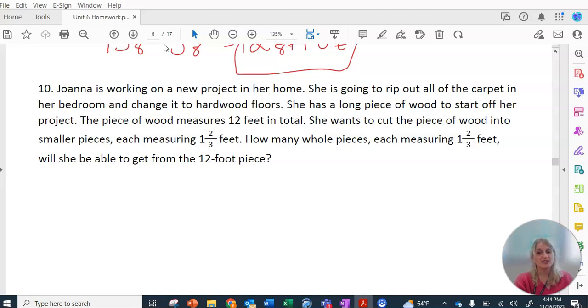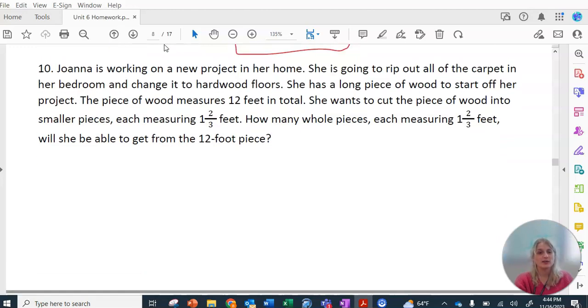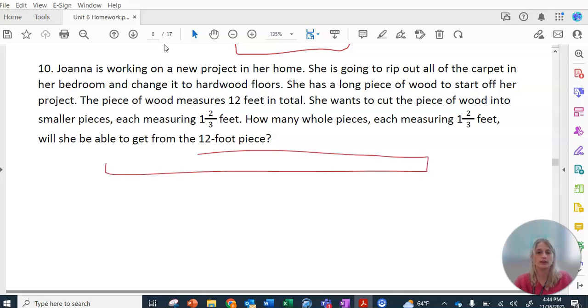All right, she has a long piece of wood to start off her project. The piece measures 12 feet in total. So she's got this very long piece. She's probably going to end up cutting it up. She wants to cut the piece of wood into smaller pieces, each one measuring 1 2/3. I bet they're going to ask us how many 1 2/3. How many whole pieces, each measuring 1 2/3, will she be able to get?